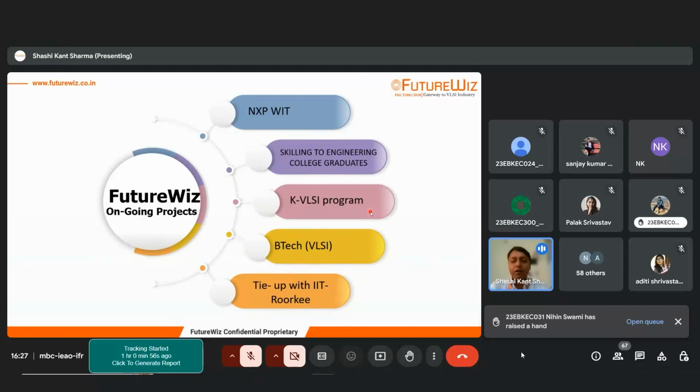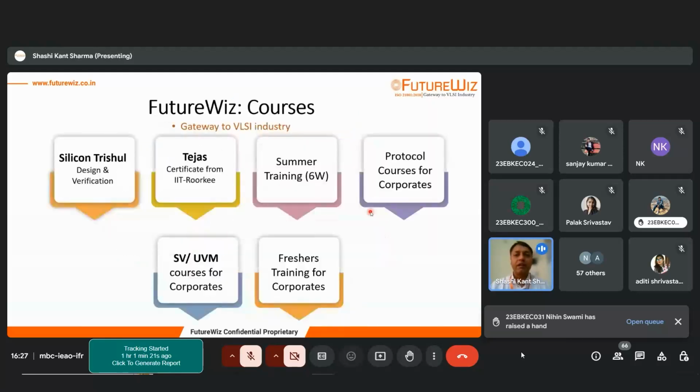And we have launched a good program, that is Tejas, in association with IIT Roorkee. IIT Roorkee is the certificate provider, and we are giving the training to the candidates. So these are the ongoing projects by which we are helping the VLSI aspirants to build their career, the foundation very strong that is required for the VLSI industry.